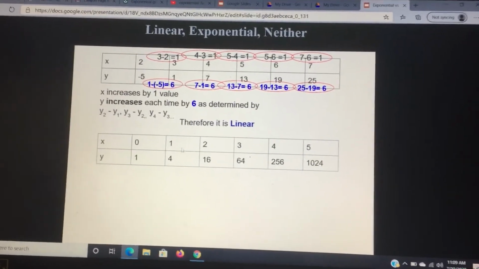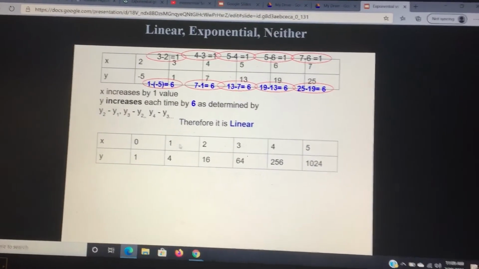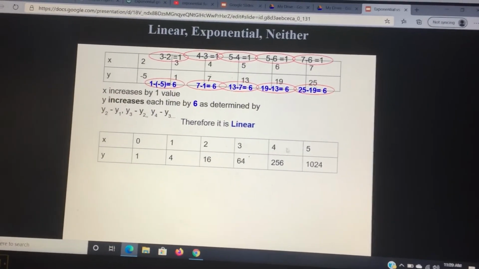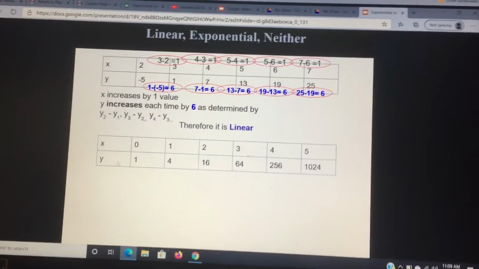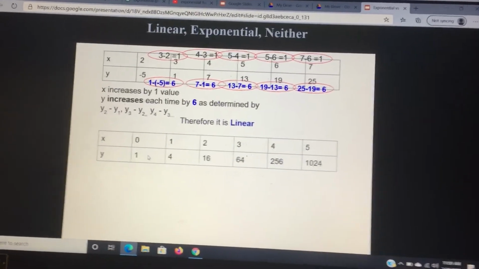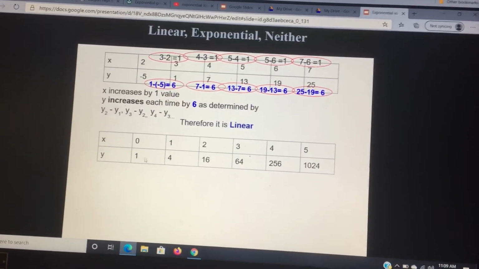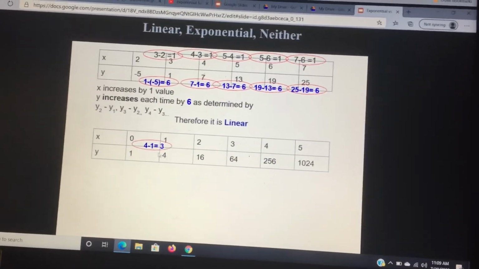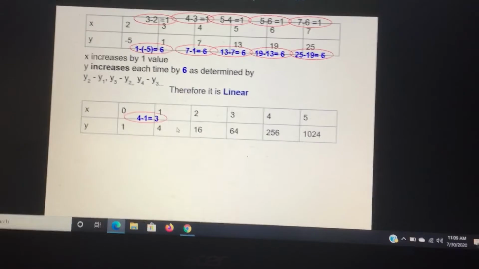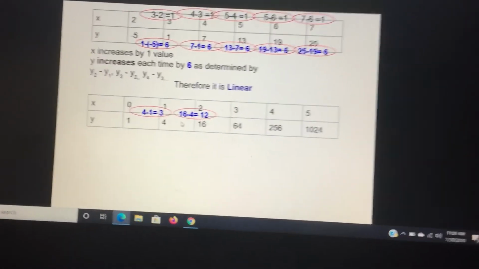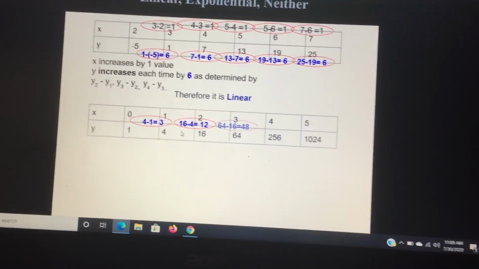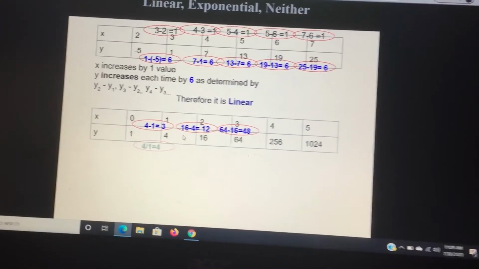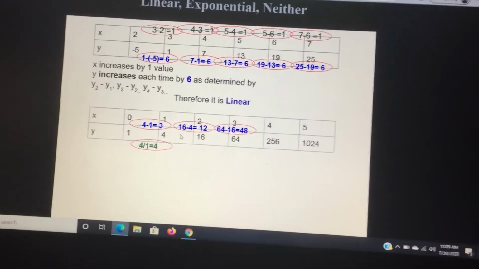And now let's look at the bottom one. It's a little bit different. It starts off at 1, but again, our x values still increase by 1. Okay, but let's look at our y values. Our y values don't quite increase at a constant amount. It increases from 1 to 4, that's a difference of 3. Now from 4 to 16, it's a difference of 12. And then we have a difference of 48, and so on. So it's not going to be linear based on that.